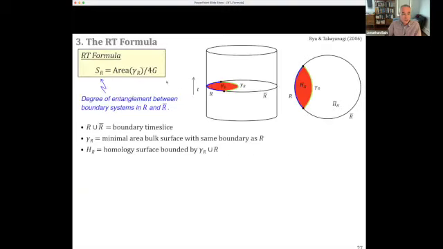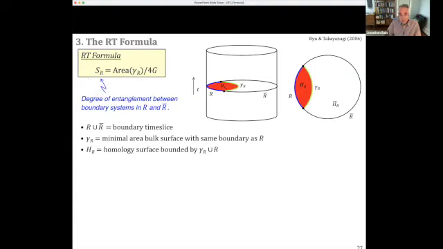So here's the RT formula as originally presented in Ryu and Takayanagi's paper in 2006. It's given in the context of AdS/CFT, right? And in that context, we need these particular constructions in order to state the RT formula.